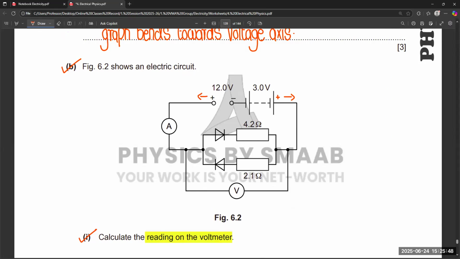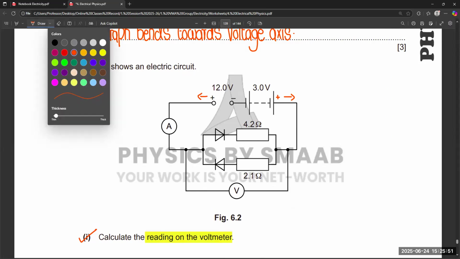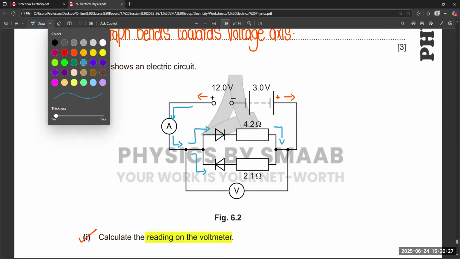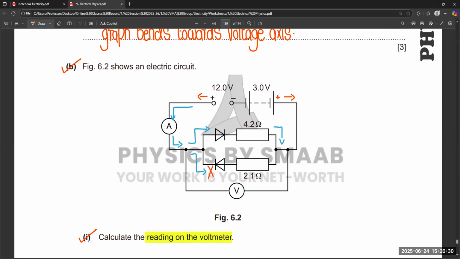And secondly, if we draw the current path from the 12 volt side, current starts to flow in this direction. And from the first diode that is connected with the 4.2 ohm resistor, current can easily flow, right? Because it is connected with the positive terminal. But the problem is when this current flows from this diode, the second diode, it gets blocked, right? Because this is oppositely connected. Got it? Any confusion?